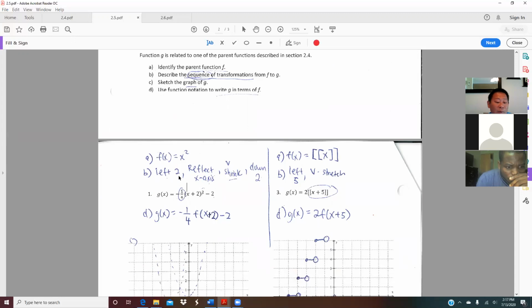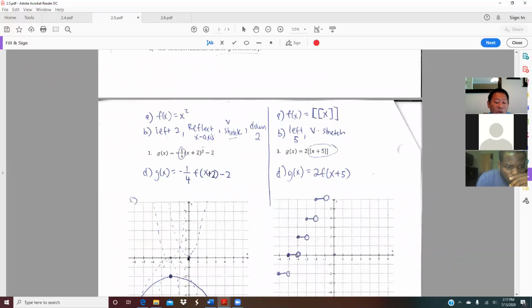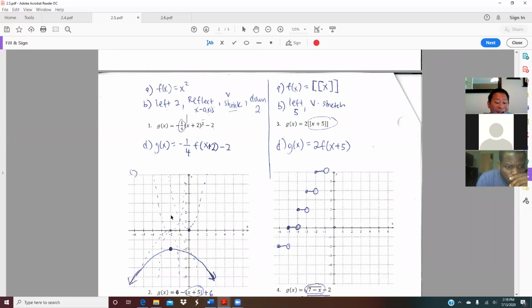So in this case, for the left 2, you take this point and move left 2. So this is your parabola after moving left 2. And then once you move left 2, you have to reflect this on the x-axis. So you go up and down, upside down. Okay, so you go downwards now. This is a reflection on the x-axis, and then you vertical shrink it. When you vertical shrink it, this graph will get wider. And then after that, you move down 2.